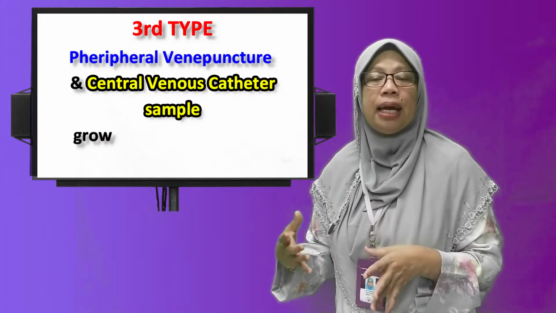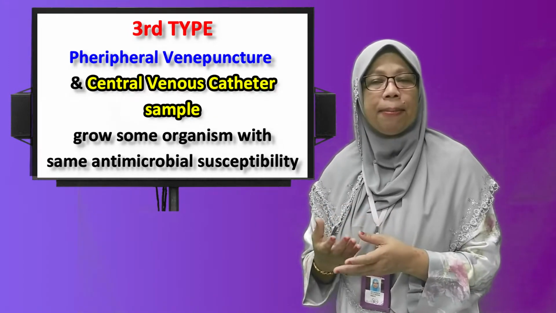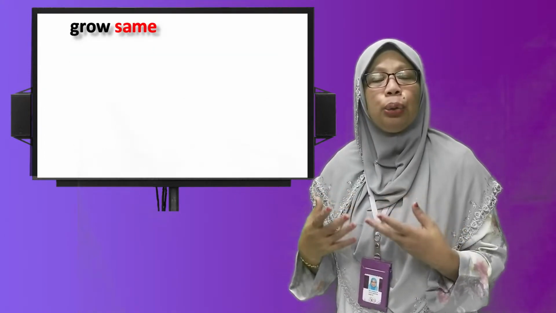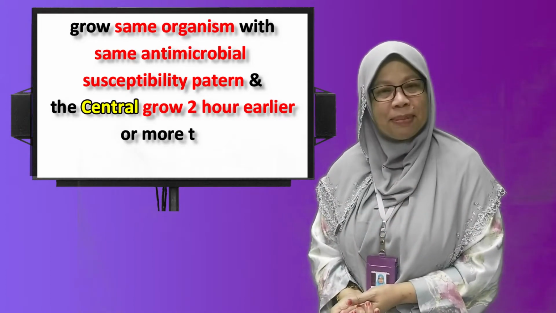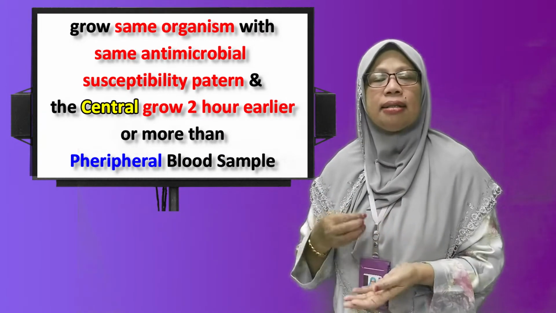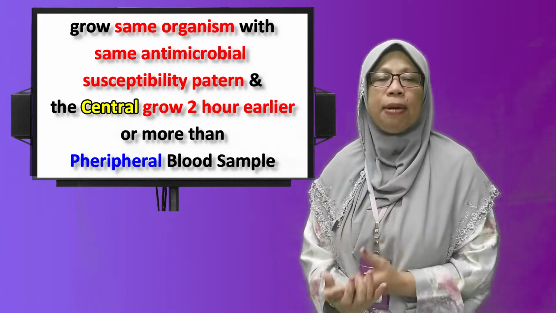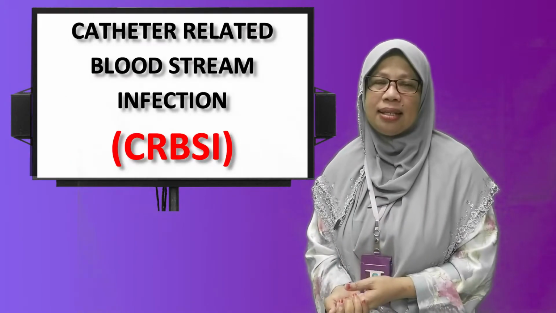And the third category is what we call CRBSI, where the peripheral venipuncture sample and the central venous catheter sample grew the same organism with the same antimicrobial susceptibility pattern, and the central grew 2 hours or more earlier than the peripheral blood sample, then only we categorize that patient as having CRBSI.